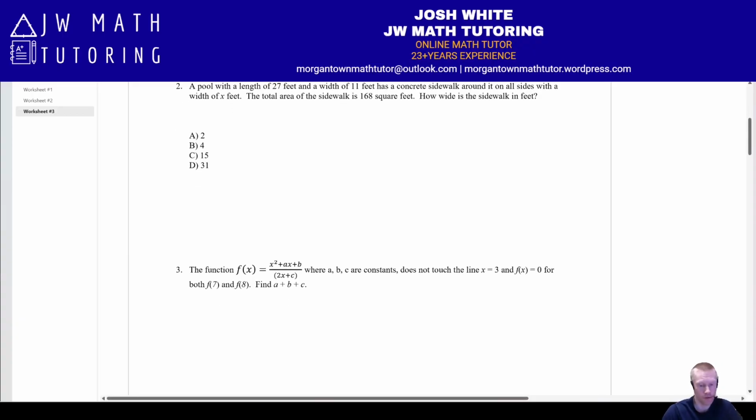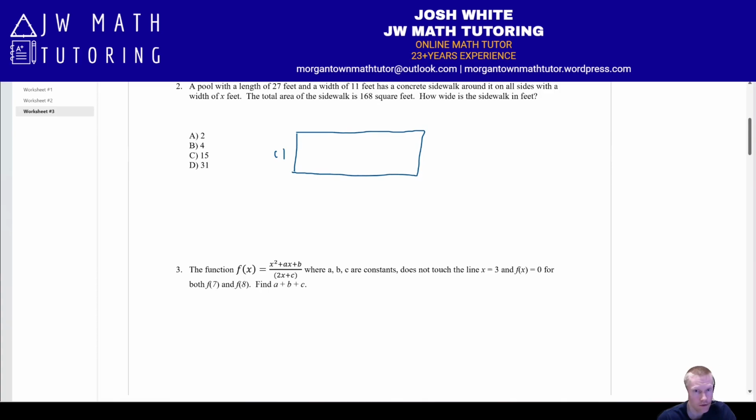So this is number 2. This is the one where there is a rectangular pool, width of 11, length of 27. Okay, and there's a concrete sidewalk around it. So here is the sidewalk, around the pool.